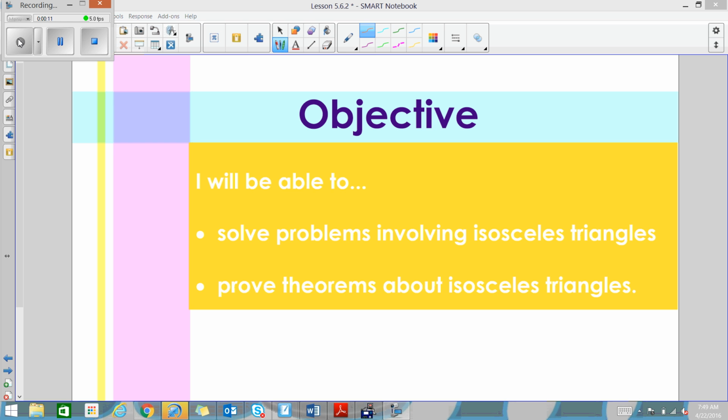Some of you will have yellow, some of you will have white. It's not that one's better than the other. It's just we ran out of yellow paper in the copy room.